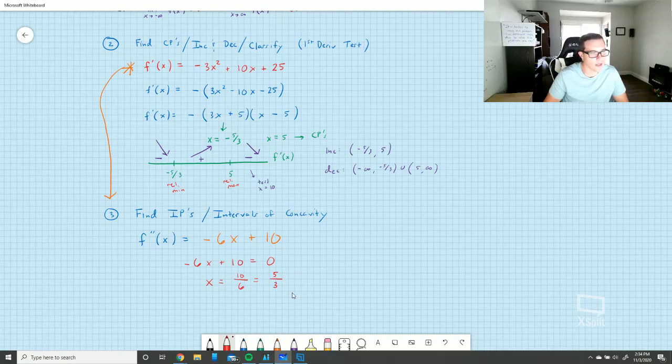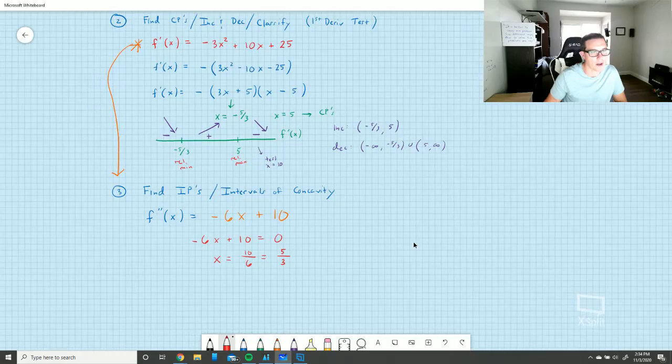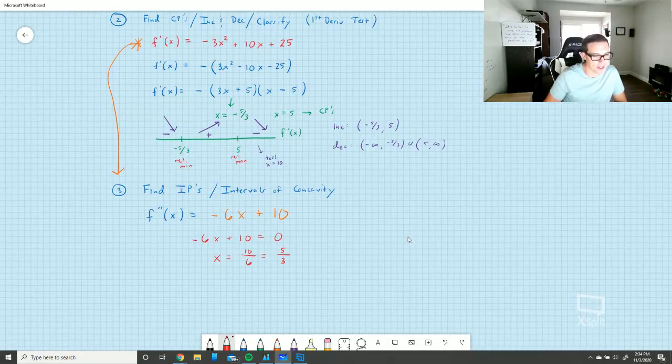Now, this was negative 5/3 for relative min, and this is 5/3. That's interesting, but no, it's a coincidence in this case. It does happen that if you have a cubic, the inflection point is halfway between these two points because of the symmetry. So yes, the fact that we had an inflection point at 5/3 because it's halfway between these two is a thing, but we're not going to talk about that right now. Okay, if you didn't get that, don't worry.